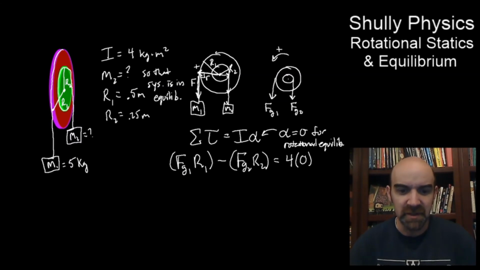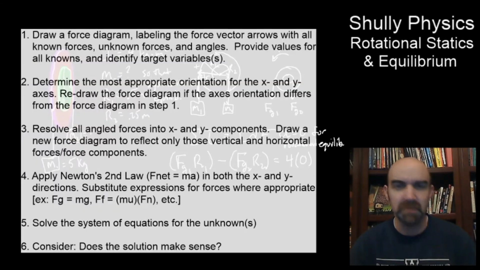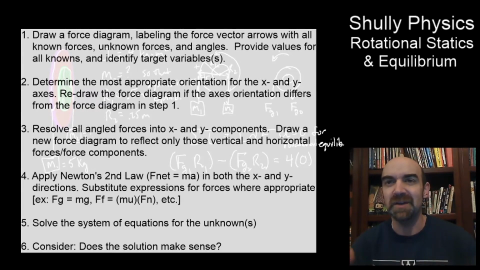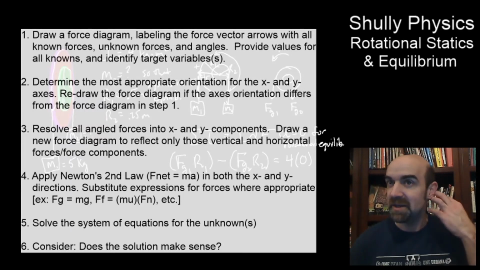Let's stop a second. Let's take a moment to remember that problem-solving format here. We drew a force diagram. We labeled the force vectors with all known forces, unknown forces, and angles. Everything was straight down, and the angle with the R I indicated in the diagram is just 90 degrees. So all the important stuff is taken care of there. Now this is a torque diagram, so we should also indicate the radii, and I have indicated that otherwise over here. So I do have the forces and their positions acting on this object indicated.